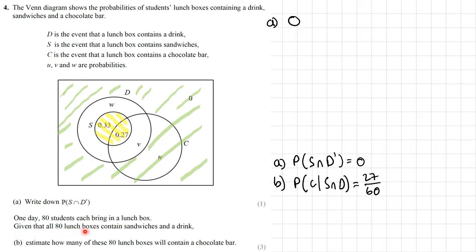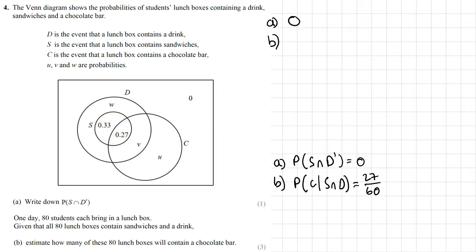Given that all 80 lunchboxes contain sandwiches and a drink, what we want to do is to estimate how many of these 80 lunchboxes will contain a chocolate bar. Now this is a conditional probability question because it says given that. Remember, the phrase that comes straight after the given that is the thing that you write straight after the line, and the thing that we're trying to find a probability of is the one that goes before the line.